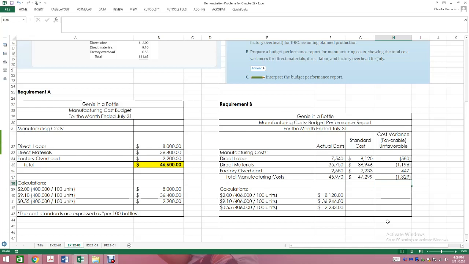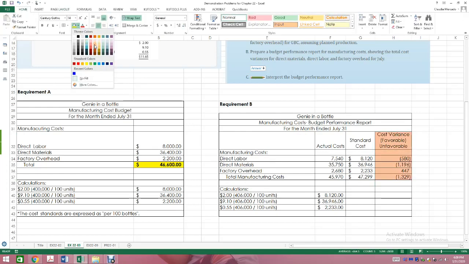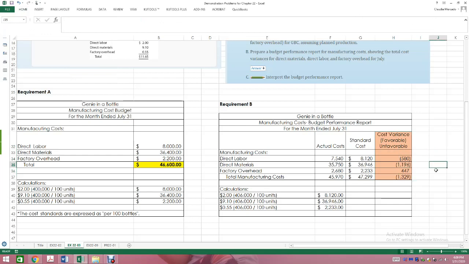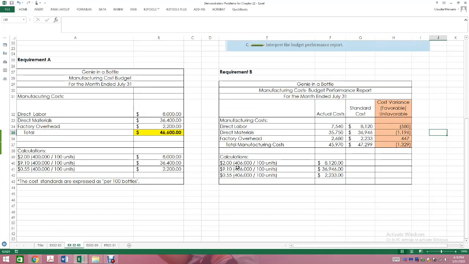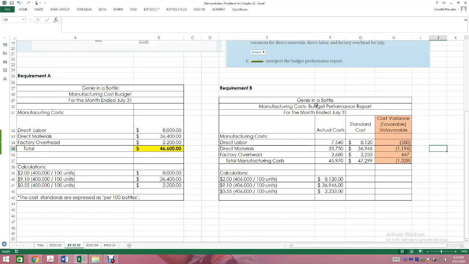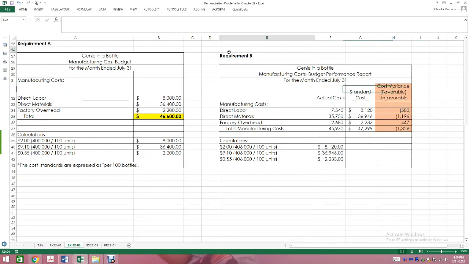Now, this is the completed manufacturing cost budget performance report. You have your cost, your actual versus your standard, and then your variance, whether it's favorable or unfavorable. So here is what we're looking at: did we spend more or less than what we had anticipated? So that is the second requirement. The third requirement we have is to interpret the budget performance report, specifically this report. They're wanting us to interpret it.